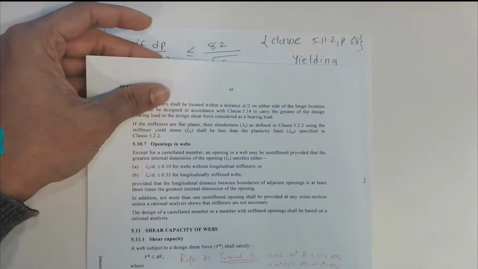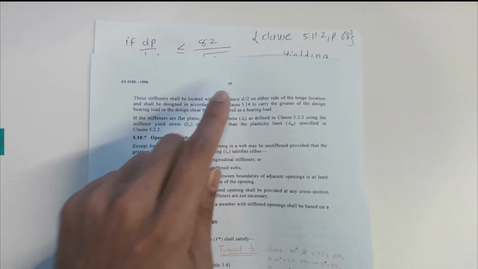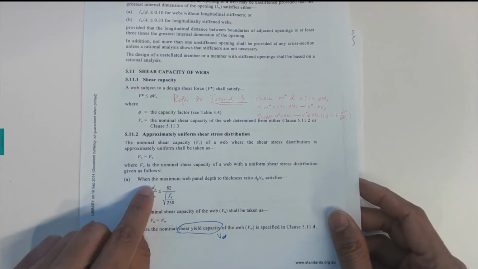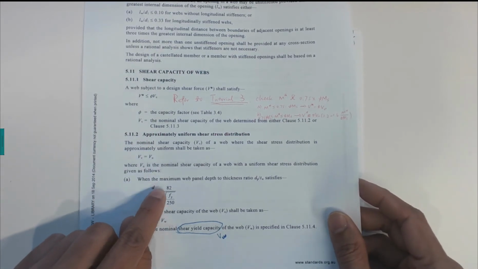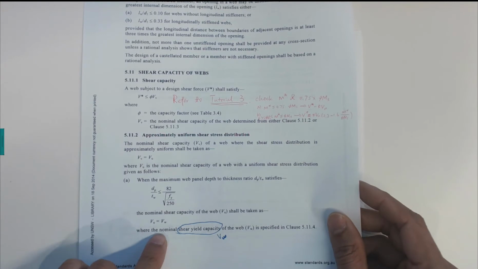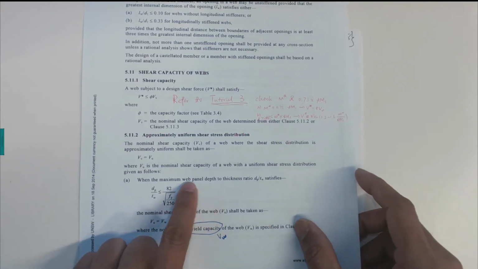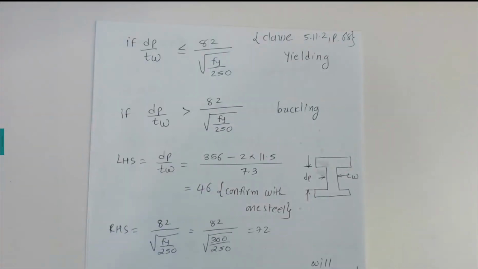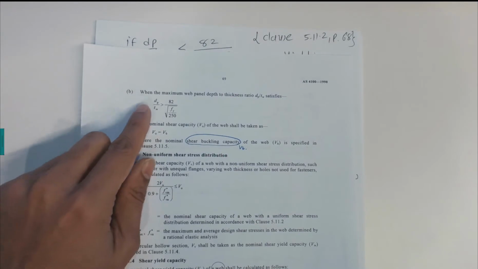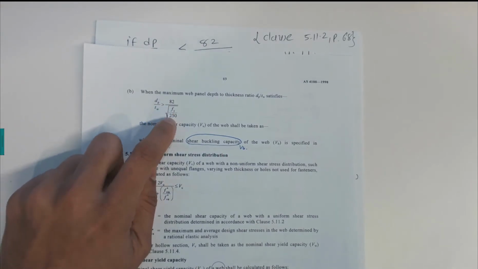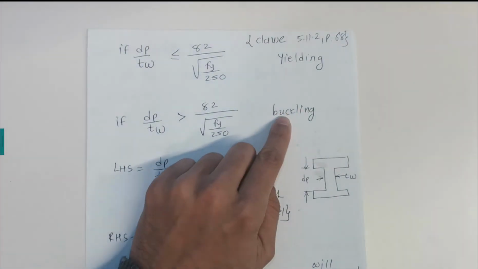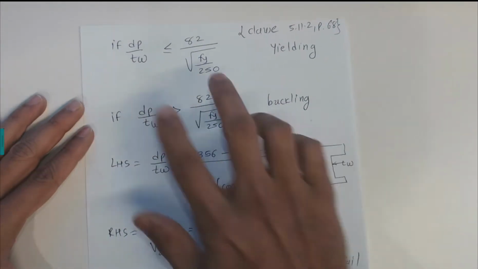In AS 4100 on page number 68, in clause 5.11.2, we have dp over tw less than or equal to 82 over the square root of fy on 250, and that's used for checking yielding. And on the next page, page number 69, we have dp over tw greater than 82 over the square root of fy on 250. It is used for checking the buckling.